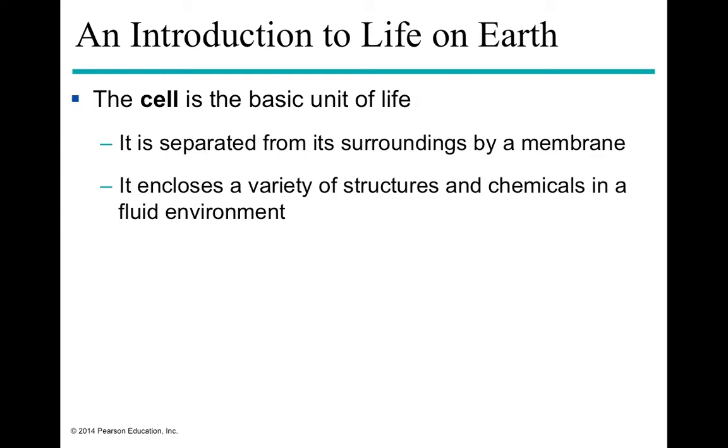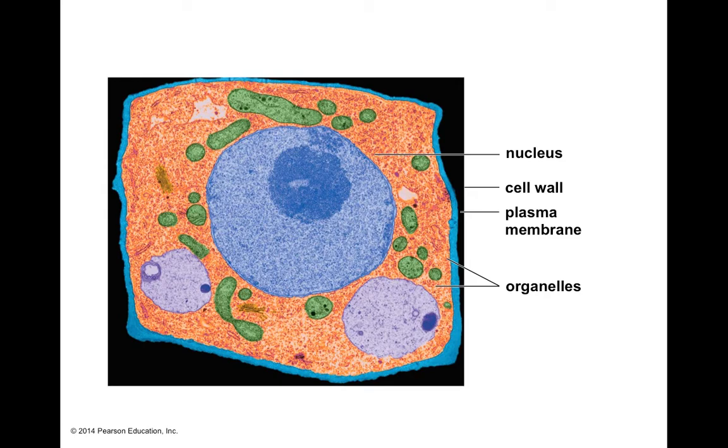So the basic unit of life is going to be the cell, and the cell is what's going to keep the inside separate from the outside, right? The cell is going to have an internal series of organs, which are called organelles, that are going to be separated from the surroundings by a membrane, and inside there we have the variety of structures. Again, those are organelles, and chemicals found in a fluid environment. What does that look like?